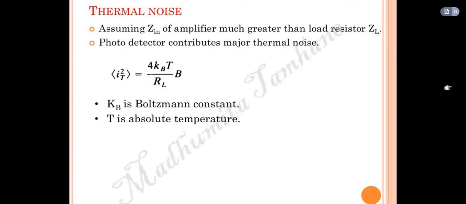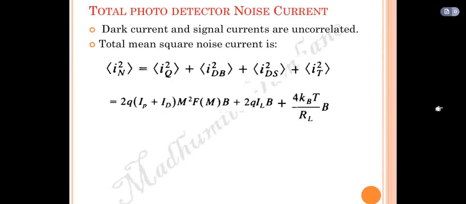So what is this kB actually, students? It's the Boltzmann constant. What is T actually? It's the absolute temperature that we need to see. R is the load resistance. B is the bandwidth, if it has some sort of thing that we use by the term B, right? So these are the things we have to consider for thermal noise.